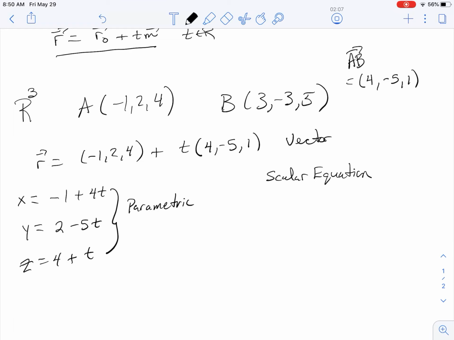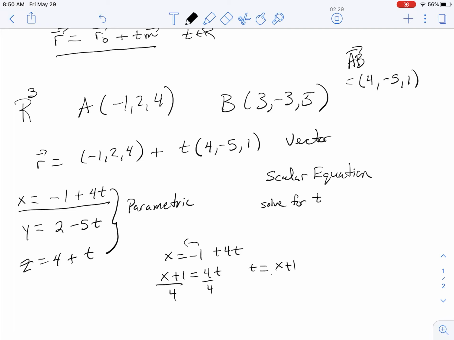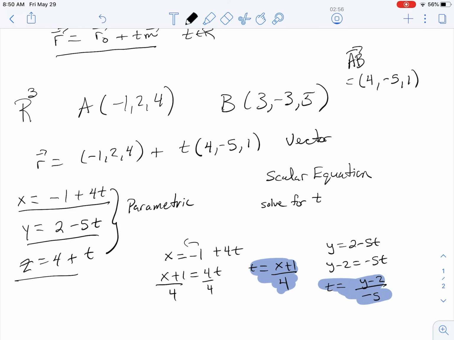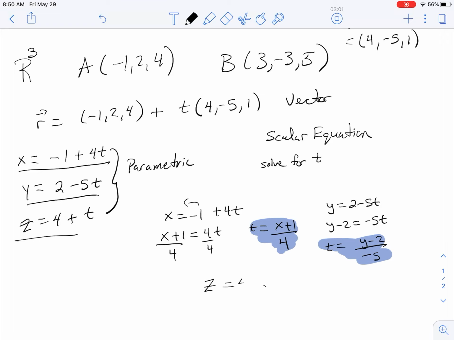What we need to do is go back to the parametric and solve for t. I'm just going to write that down here, where I've got a little more room to work. So just solving for t, we balance and divide by 4. The first one is x plus 1 over 4. I'm going to highlight that because I'm going to need that in a second. Then the second one, y equals 2 minus 5t. Solving for t, I'll highlight that too. And then this one over here, solving for t. There we go.